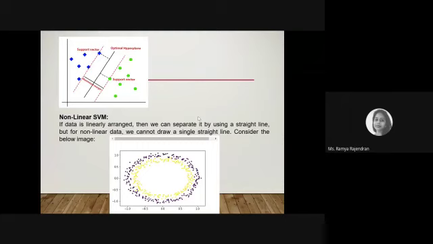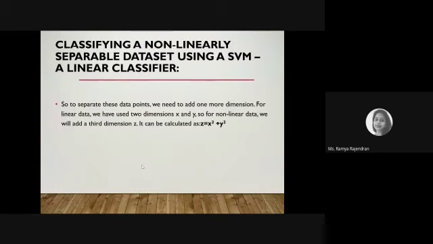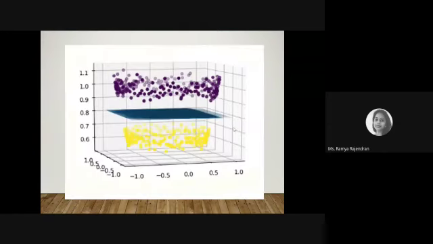Whereas in the non-linear SVM, when you plot your points, you will not be able to separate your data using a straight line. Then what do we do? We go to another dimension where we calculate z equal to x squared plus y squared, and then when you plot, you will be able to see data like this. I'm explaining this with another example so that you'll understand it better.